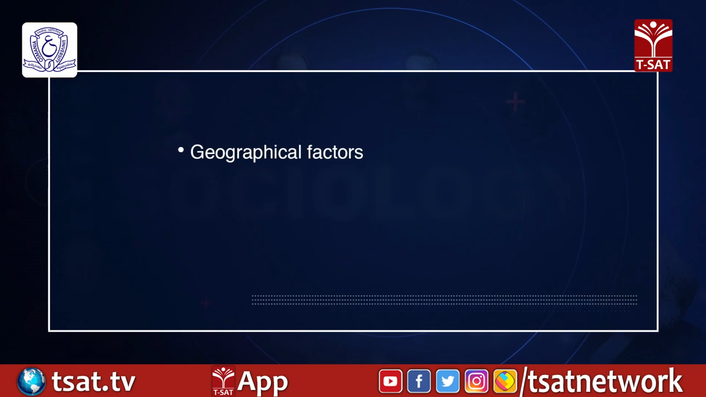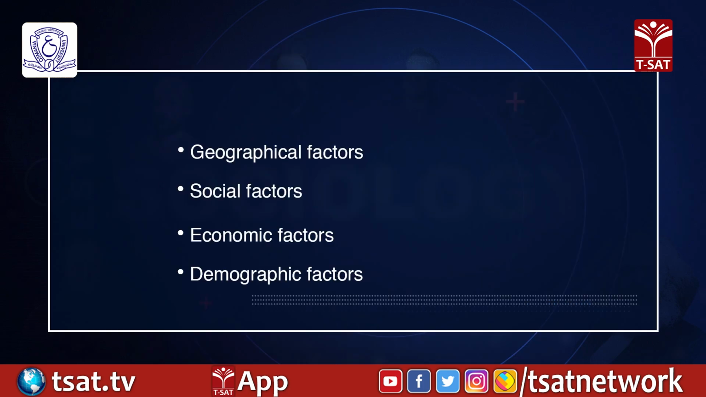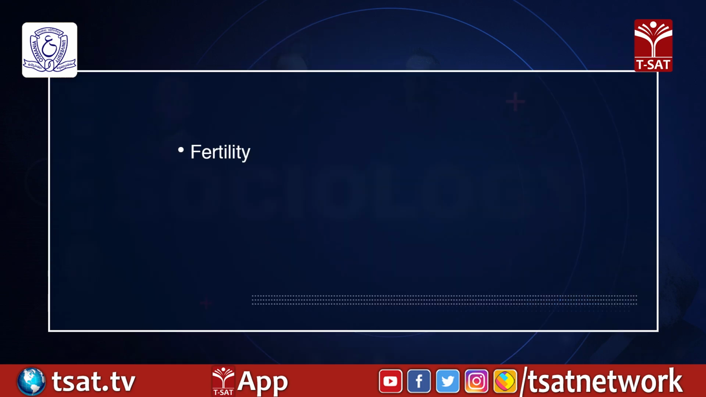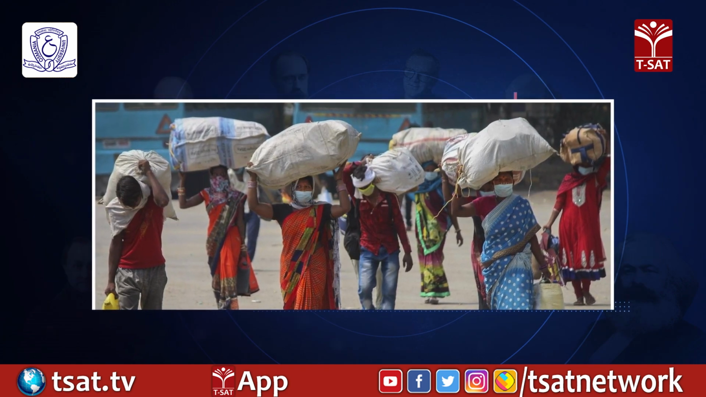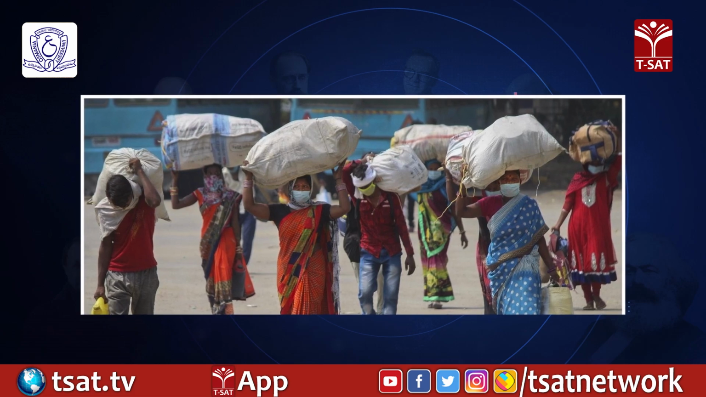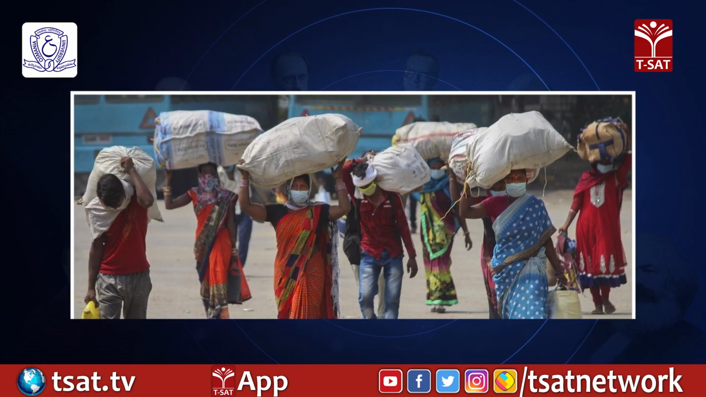The size of population in a particular state or society depends upon geographical factors, social and economic factors and demographic factors. Among demographic factors, the fundamental elements which determine the population of a particular state or society are fertility, mortality and migration of population. Migration is one of the important demographic variables which influences population distribution.